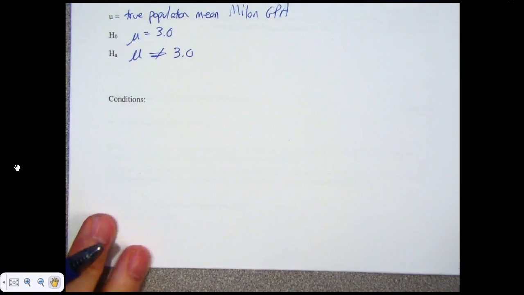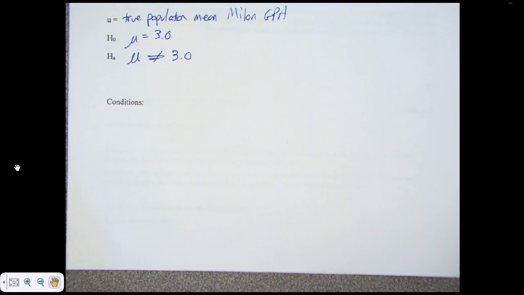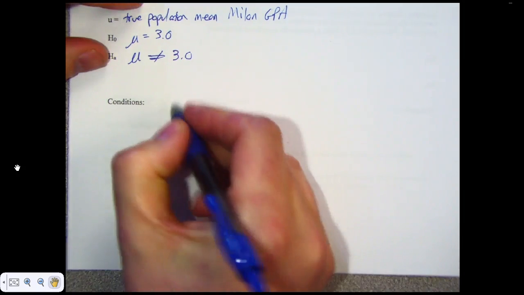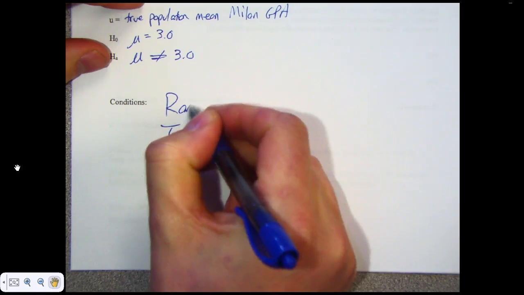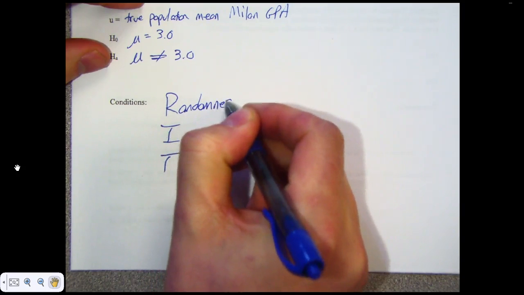What happened with that? Conditions. We're going to talk about the conditions now. What are the conditions for a t-test? You already know. What's the condition? What are the initials? RIT, right? What's R? What's I?